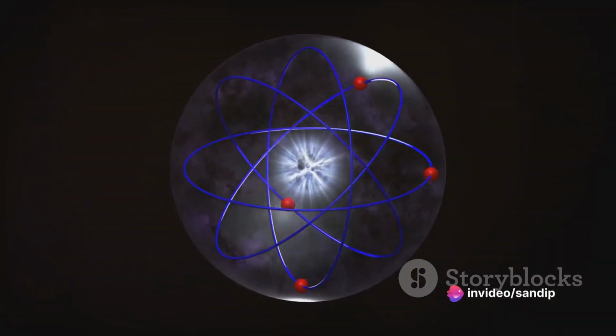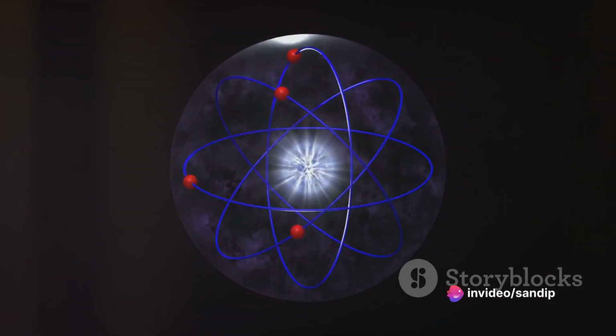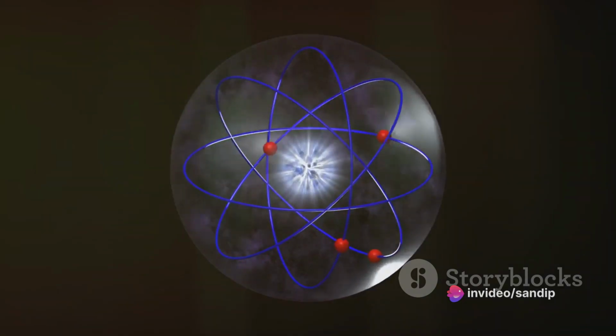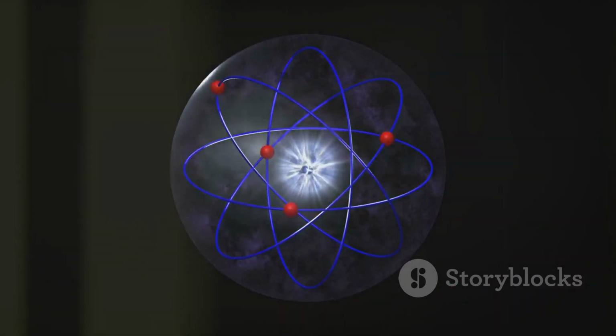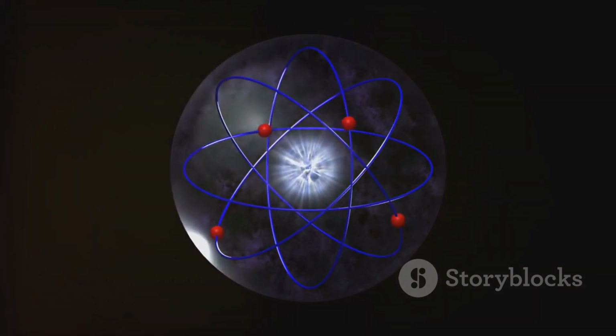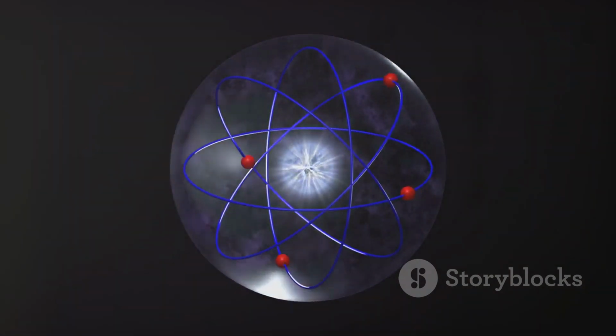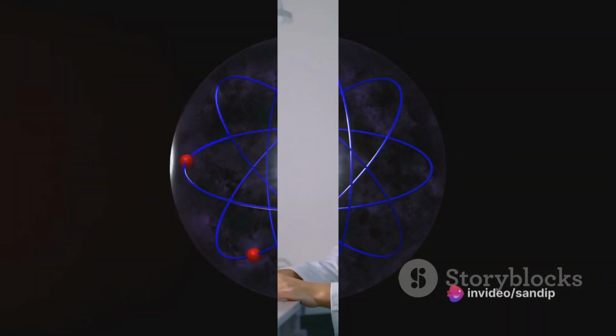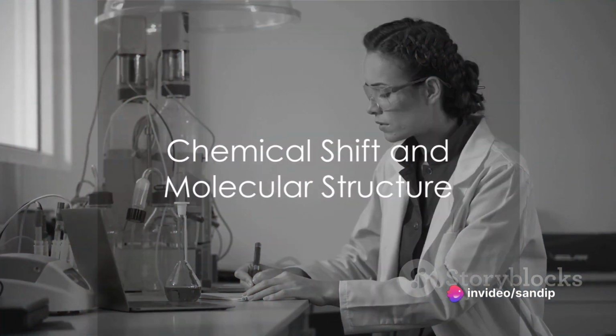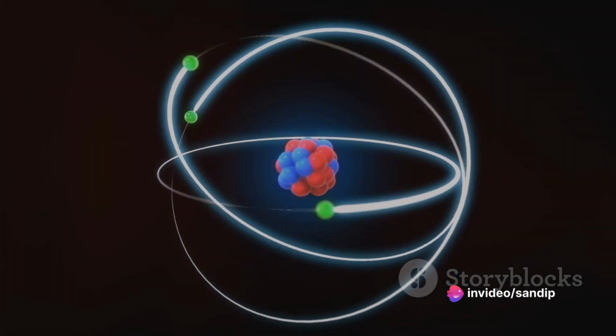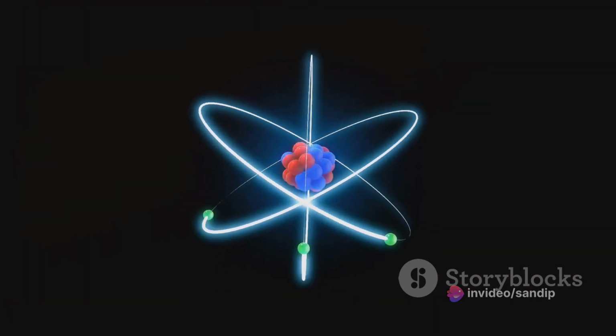The frequency of this energy corresponds to the difference in energy between the two states and is specific to each type of nucleus. This means that NMR can identify different types of nuclei in a molecule, offering a detailed picture of its structure. But NMR spectroscopy doesn't stop there. It also provides information about the chemical environment of the nuclei.